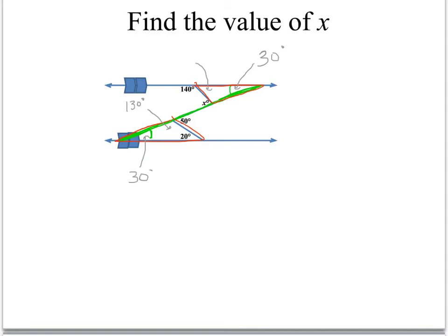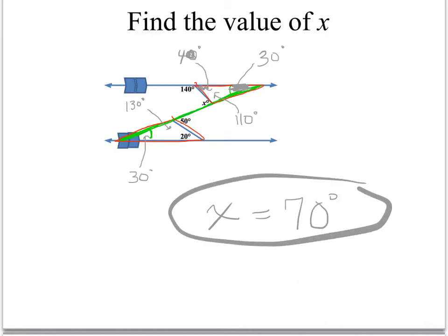Arrow to 40 degrees. Why? Because it's a supplement of 140. 40 and 140 are supplements. So I have a 40 degree angle plus a 30 degree angle. That gives me 70. Another arrow to that angle would be 110. So X is the supplement of 110. It is in fact 70 degrees.